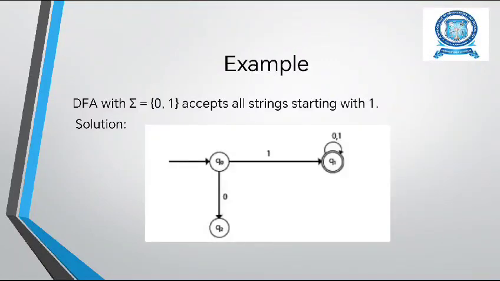Example: DFA with sigma equal to {0, 1} that accepts all strings starting with 1. Solution. So this is a diagram for this question. First we see how we have to draw. Here we have drawn three states: Q0, Q1 as well as Q2. The initial state is Q0 and the final state is Q1. The inputs are 1 as well as 0. When 1 is given to Q0, it will move on to Q1. If 0 is given to Q0, it will move on to Q2. And Q1 is the final state.